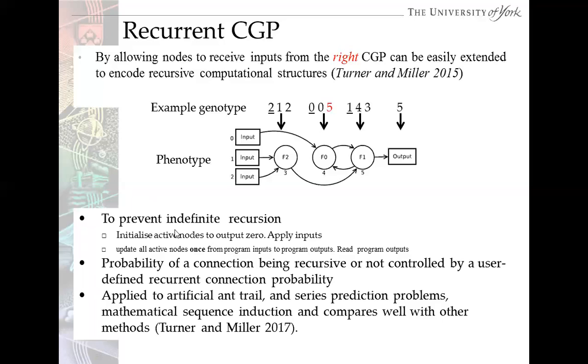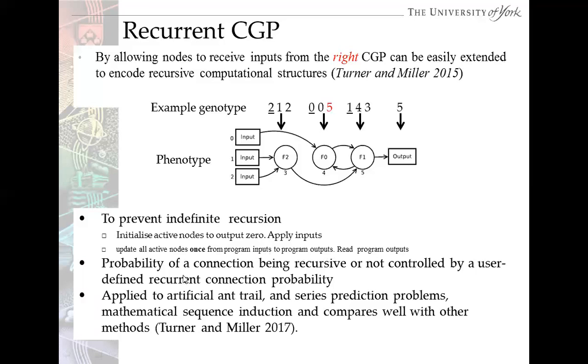You need to think about how to prevent indefinite recursion. That means that you keep having to process recursive nodes until some limit. To prevent that, you initialize all active nodes to output 0. You apply your inputs, and you update all the active nodes once from the program inputs to the program outputs. So you only update them once, and then you read your program outputs. It's a kind of restricted recursion, which prevents this indefinite recursion.